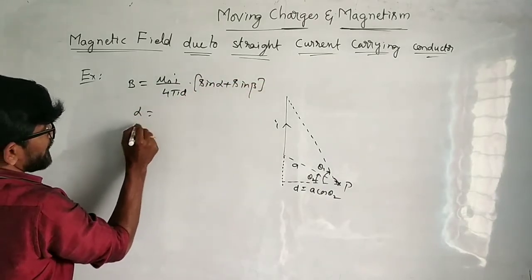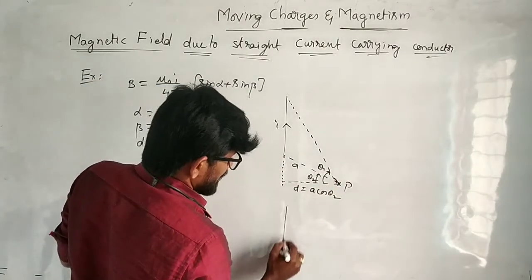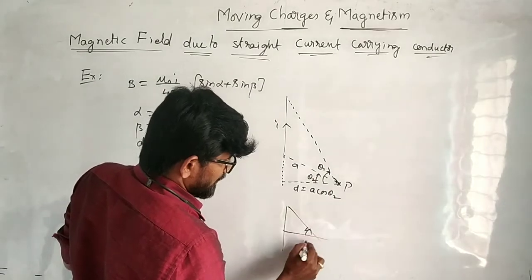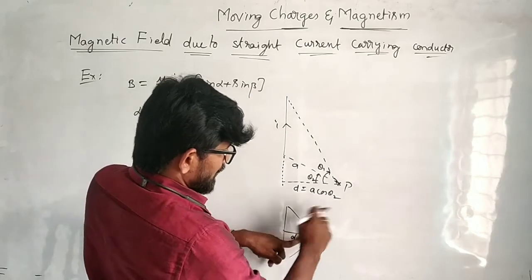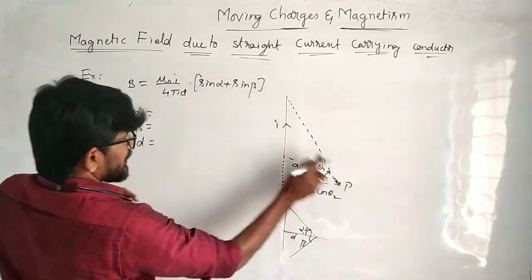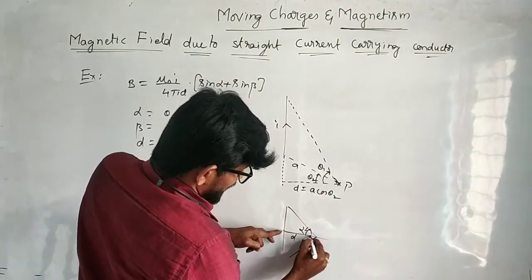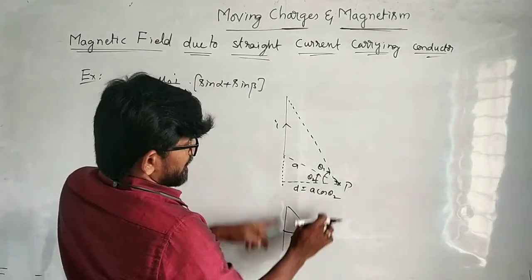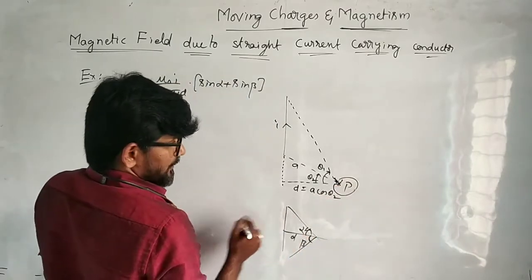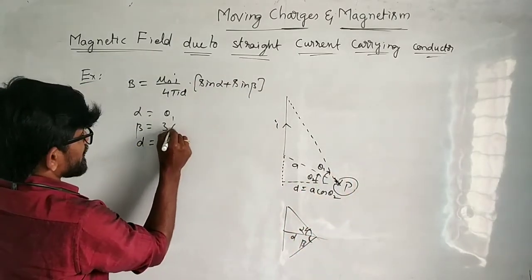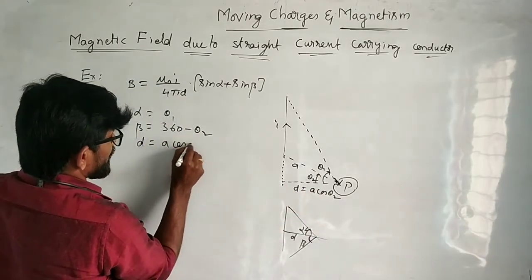Here, what is alpha, what is beta, and what is d? If you recollect, this will be alpha, this will be beta, and this is d. Alpha is the angle between the perpendicular line and the line joining the top end to the point, that is here our theta 1. So alpha is equal to theta 1. Beta is the angle between the perpendicular line and the line joining the bottom end to the point, so it is 360 minus theta 2. Are you following? d is equal to a cos theta 2.